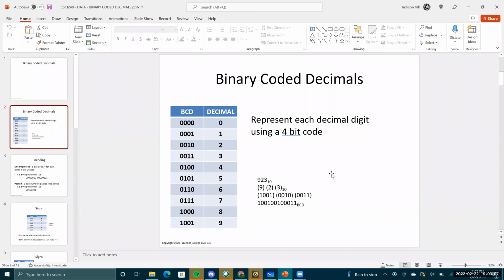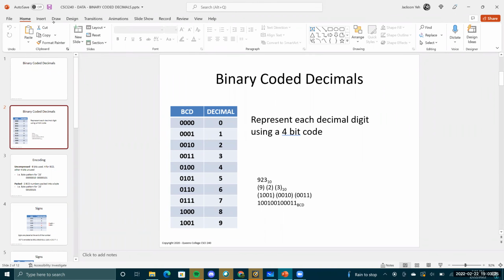So look at this table here. You have decimal values 0 through 9, so decimal means there's 10, and each one of those has a corresponding BCD that takes 4 bits. So you might say, well, we've seen this before. This is just regular binary. Well, it is up to a point.